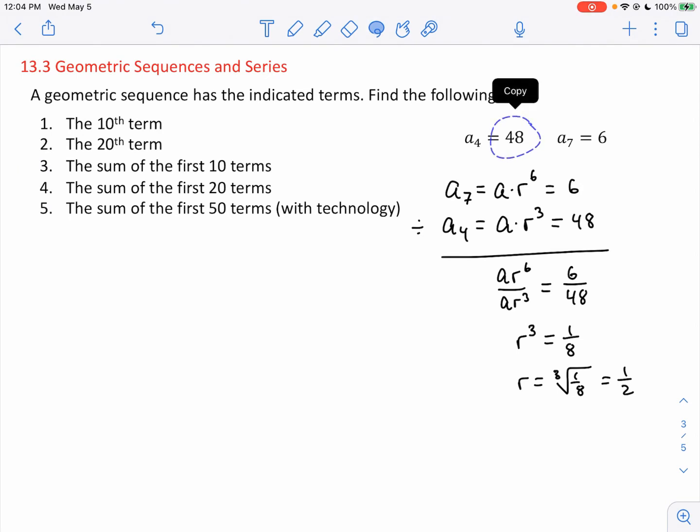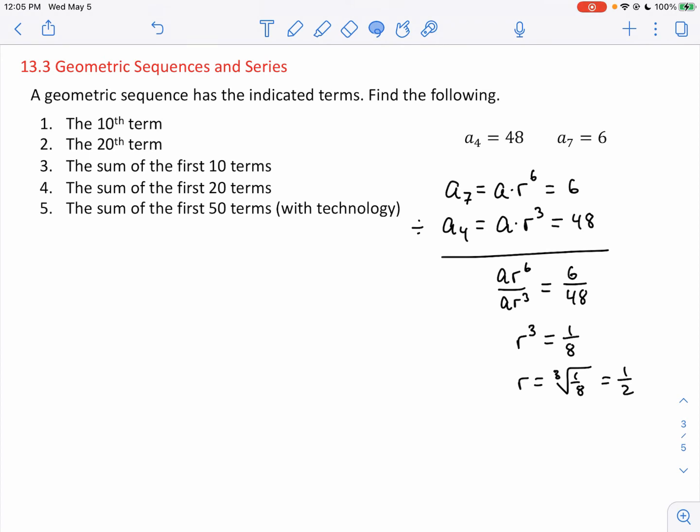If you take 48, and to get from the 4th to the 7th term, we need to multiply 48 by 3 r's, or multiply by r 3 times, I should say. So 48 times 1/2 is 24, 24 times 1/2 is 12, and 12 times 1/2 will get me to the 6. So we continue to multiply by 1/2. Negative 1/2 would not work here, because that would take me to -6, not +6. So only one value of r is acceptable in this case.